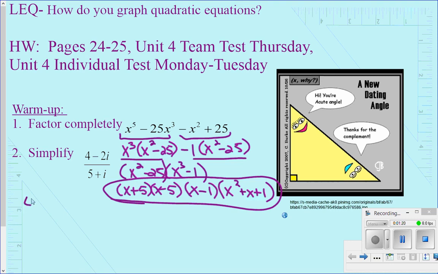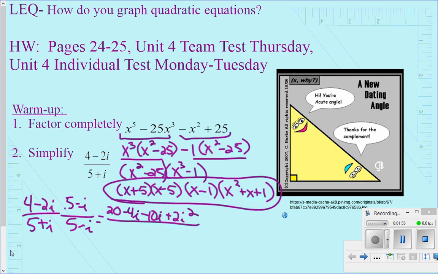The other one, we're going to take this fraction and multiply by the denominator's complex conjugate, so times 5 minus i over 5 minus i. So first, outer, inner, last: 4 times 5, 20. 4 times -i, -4i. Inner, 5 times -2i, -10i. And last, -2i times -i is +2i squared.